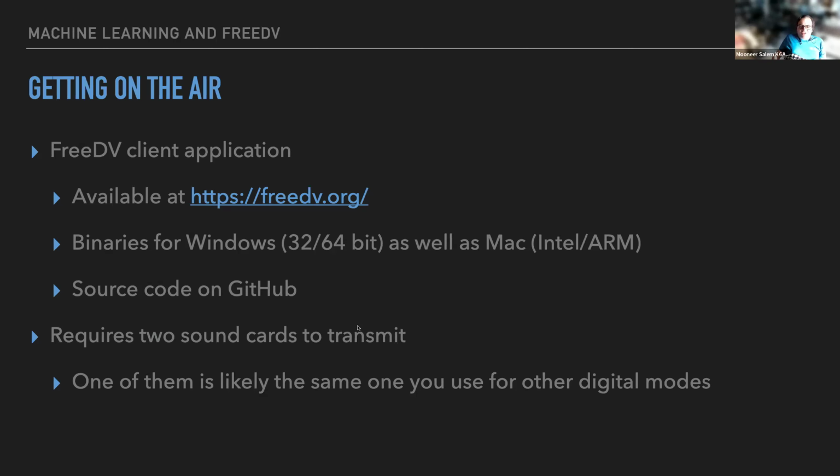FreeDV requires 2 sound cards to transmit, but that's not as bad as it sounds, because one of those sound cards is likely going to be the same interface you're using to communicate with your radio for FT8, for example. And the other one can just be a USB or Bluetooth headset, or even just the speakers and mics built into your computer.